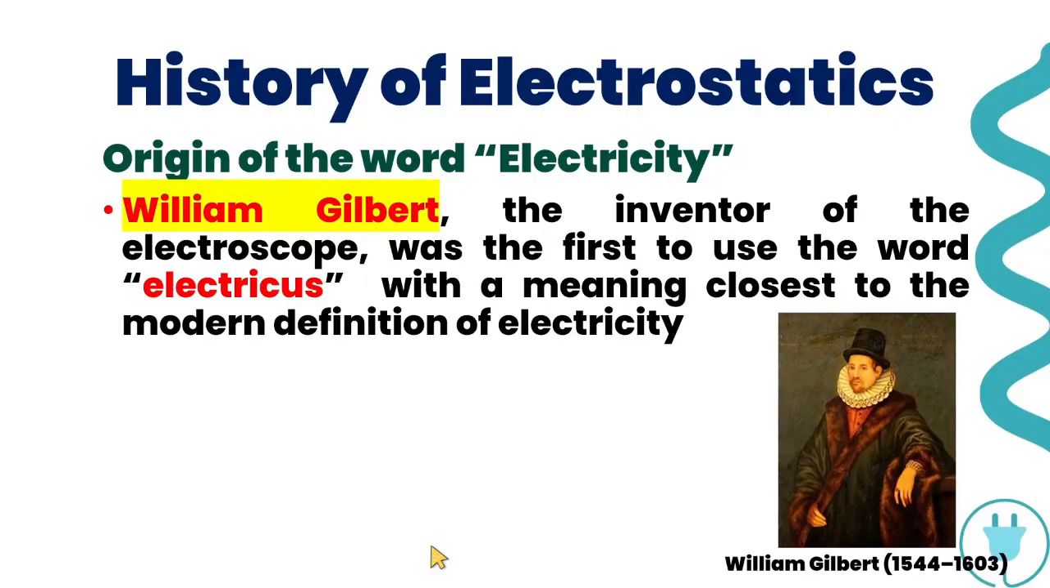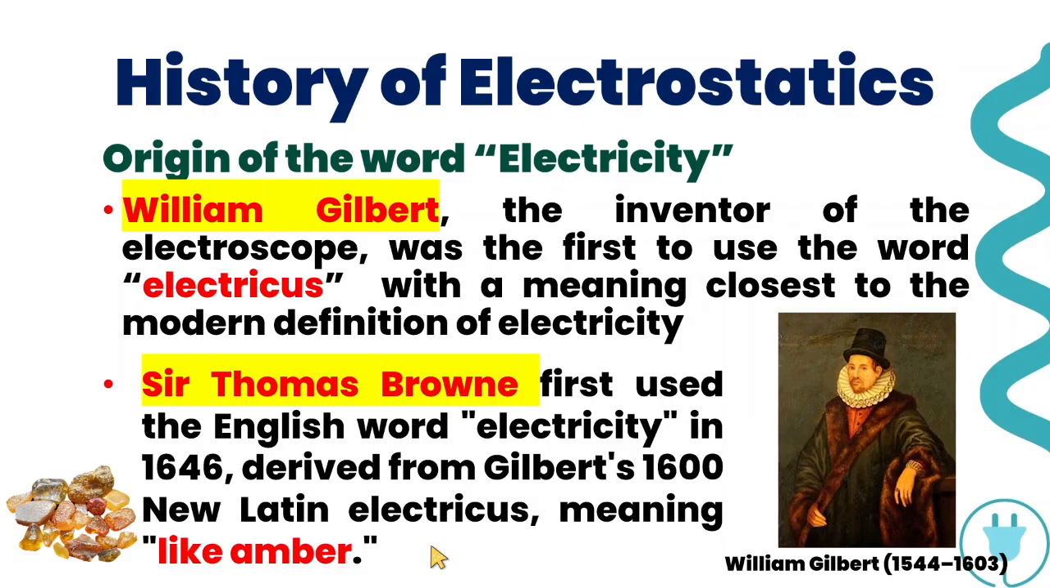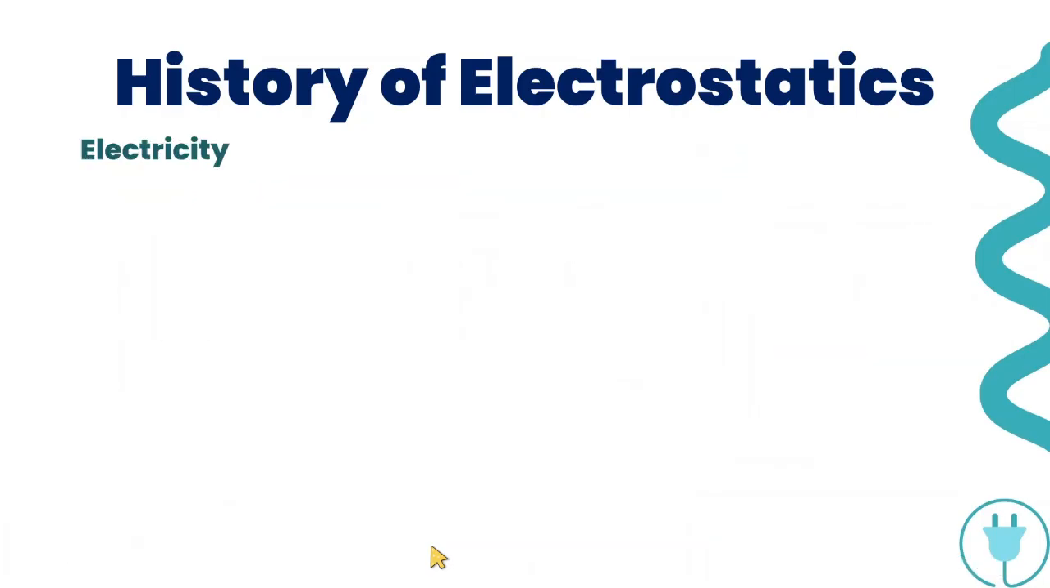William Gilbert expanded these early observations. He studied materials that behave like amber and introduced the term electricus, meaning like amber. Because of his work, he is often considered one of the founders of the study of electricity. Sir Thomas Browne first used the English word electricity in 1646, which was derived from Gilbert's earlier work, and this comes from the New Latin electricus, meaning like amber.